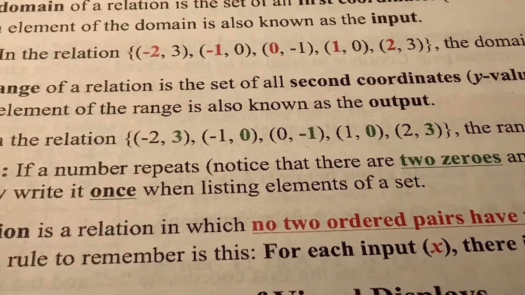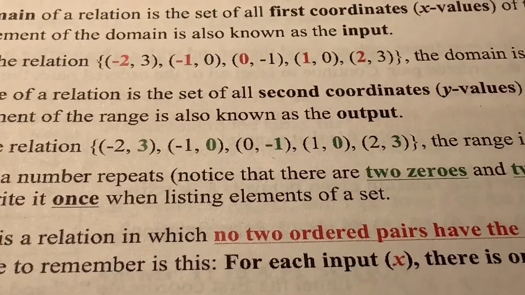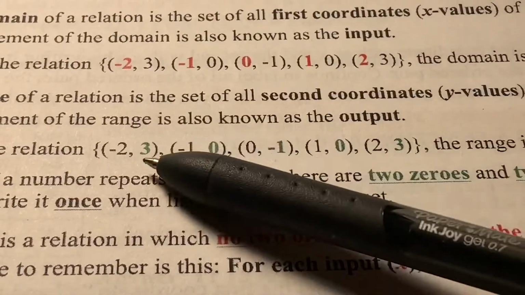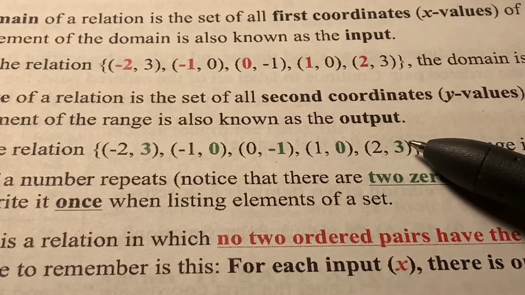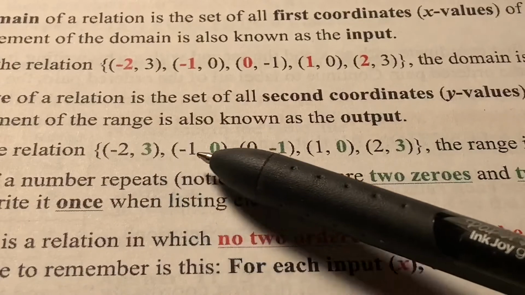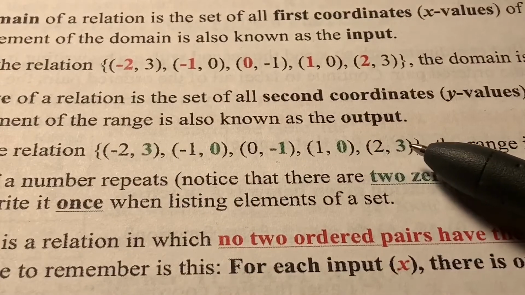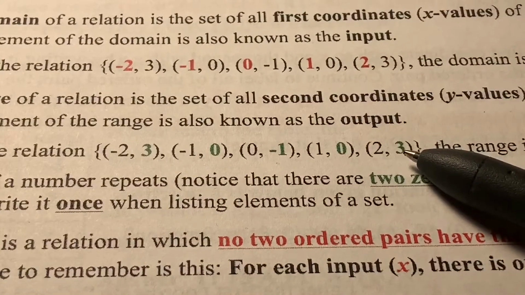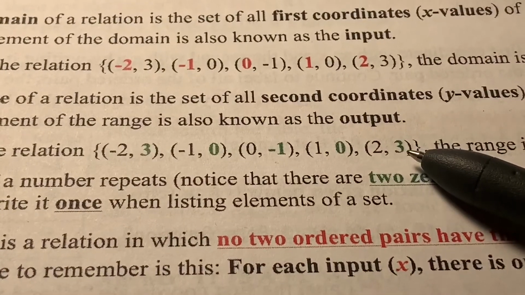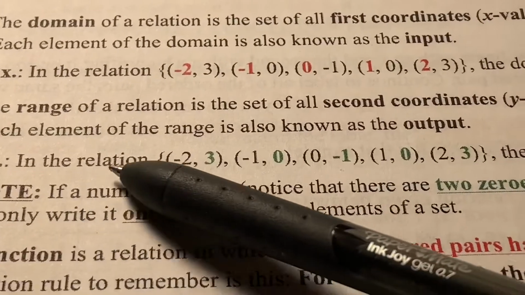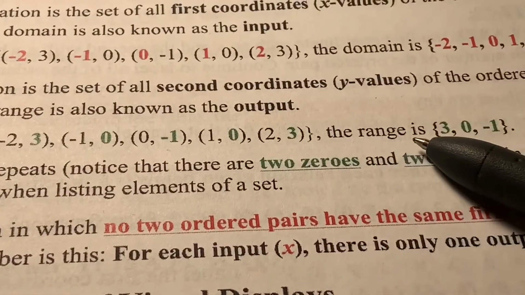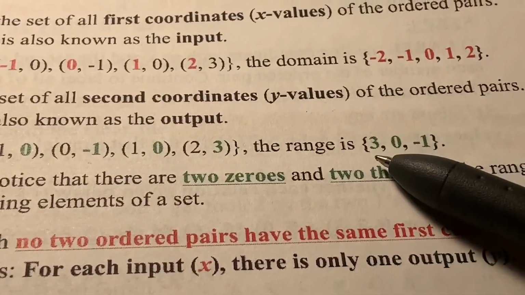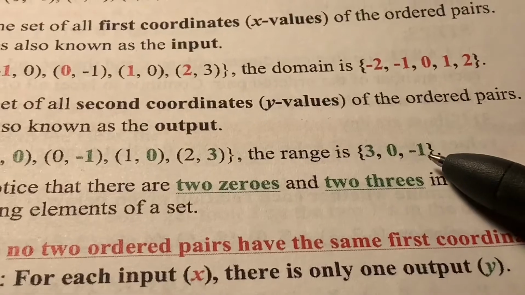Let me zoom in a little bit, okay? So, again, 3, 0, -1, 0, 3. Now, when I take these numbers, that represents the range, and put them in their own set, look here. So, in the relation, here it is, the range is 3, 0, -1.